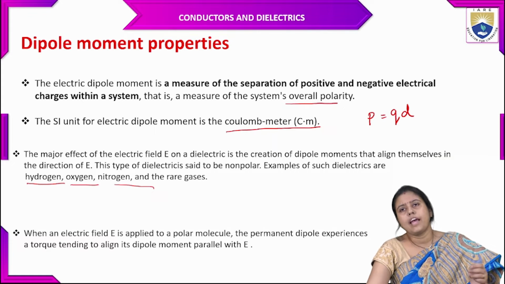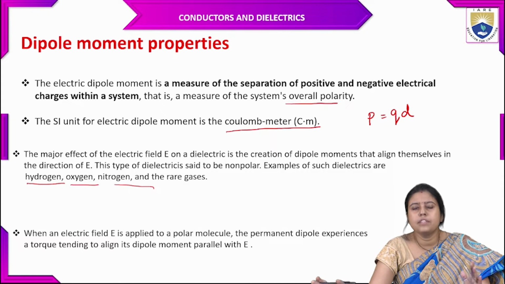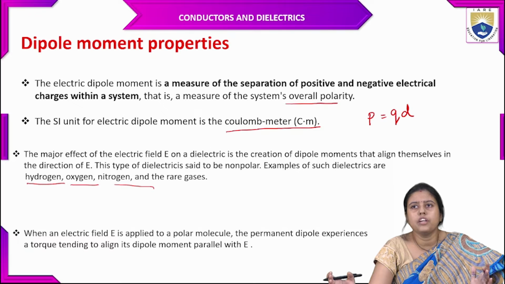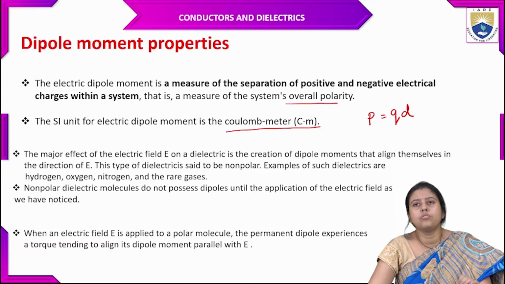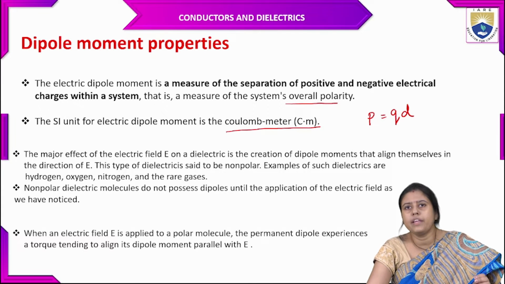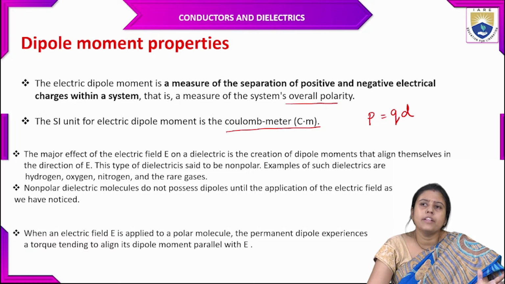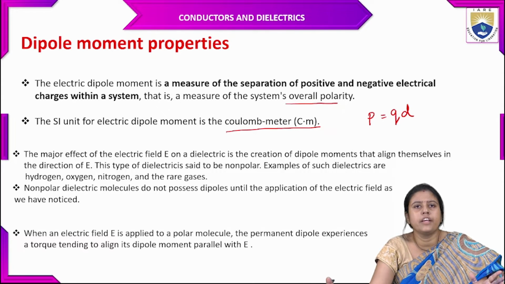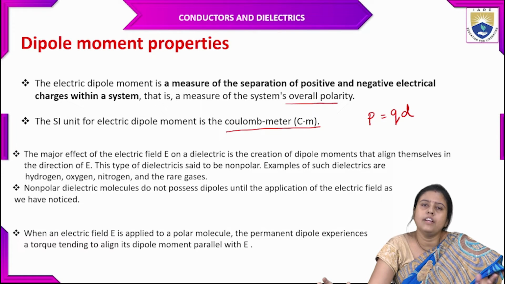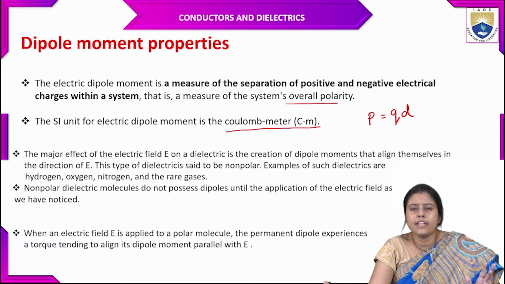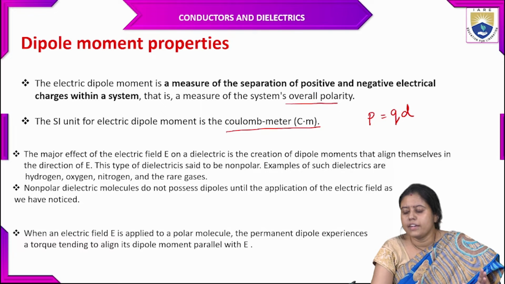If we keep these gases in an electric field, they will change their directions according to the alignment of the electric field. That's why these are known as nonpolar. Nonpolar dielectrics do not possess a dipole until the electric field is applied. So when there is any gas in a normal condition, there should be no polarization. But if we keep these nonpolar elements in an electric field, they will align themselves in the direction of the electric field given.